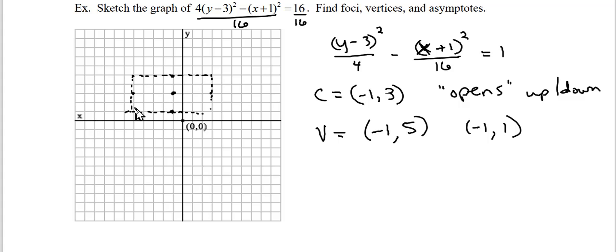Now my asymptotes are here. And here. So I'm going to have this picture through the vertices approaching the asymptotes. Nice curve here.